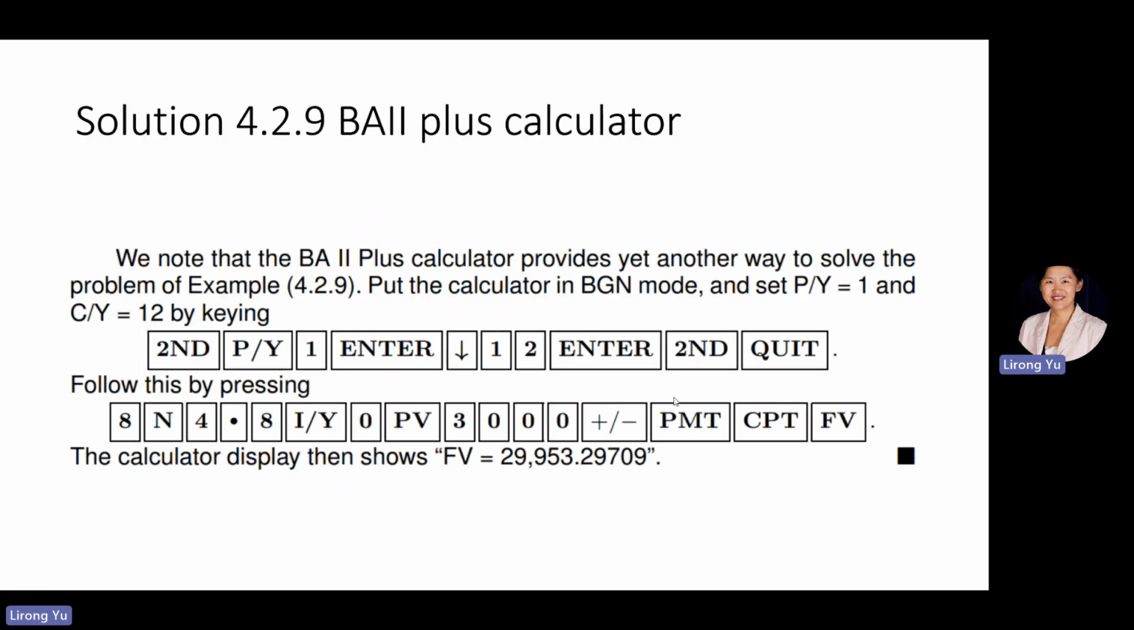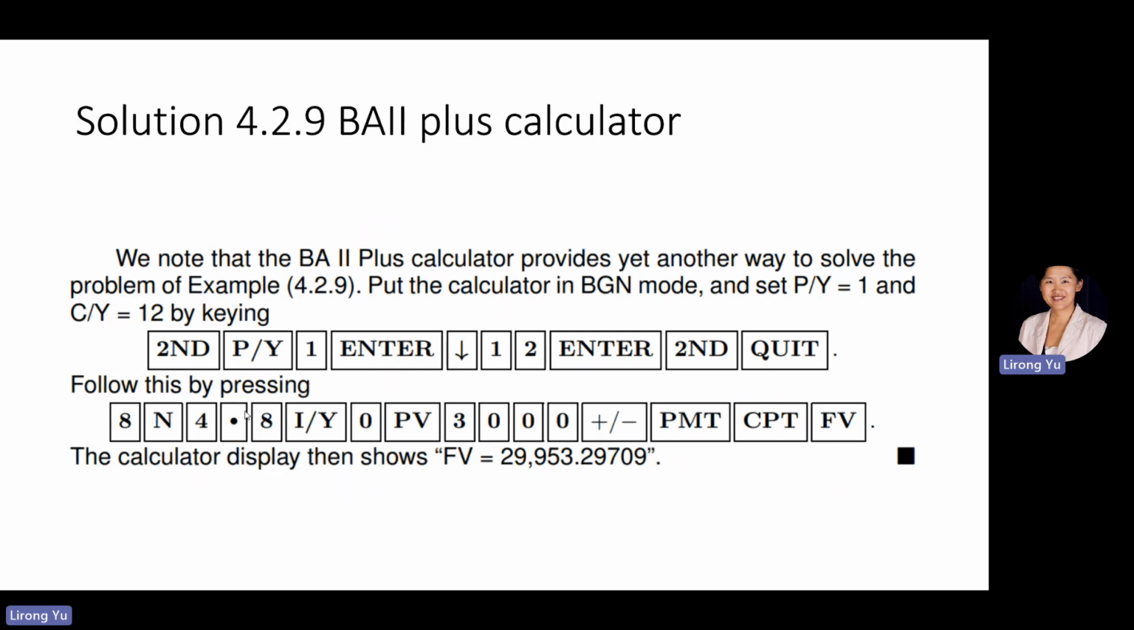Okay, so if we put in negative 3,000, the way we do that is to enter 3000, then negative, and then payment. So that sets the payment amount to negative 3,000. The payment is 1 per year because we already set P/Y equal to 1. Then we press CPT, which is compute, and then we compute future value.